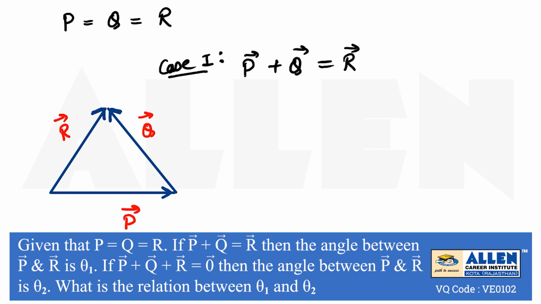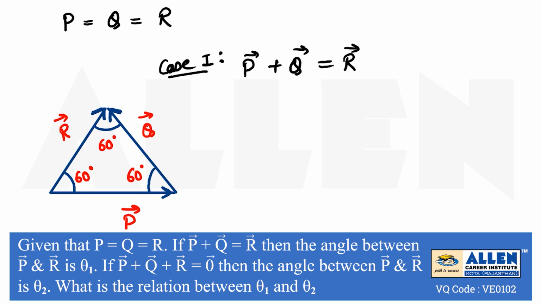Now we will see what the angles are. We already said all these three sides are equal in magnitude, so this is an equilateral triangle, and the angles inside an equilateral triangle are equal, they are equal to 60 degree. So the inside angles are 60 degree.